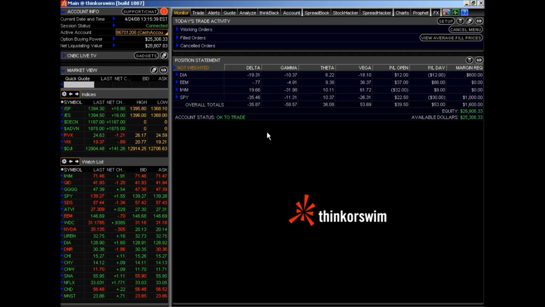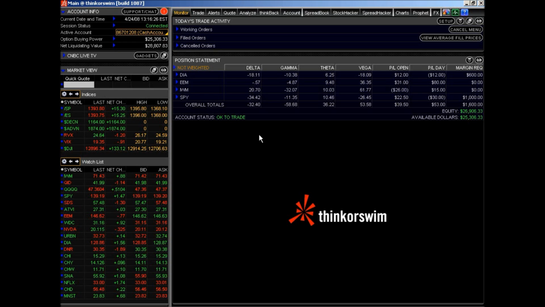And those variables include not only the strike price and the expiration of the option, but also what's called the Greeks. The Greeks include a number of different variables: the delta, the gamma, the theta, the Vega, and rho, which has to do with interest rates.